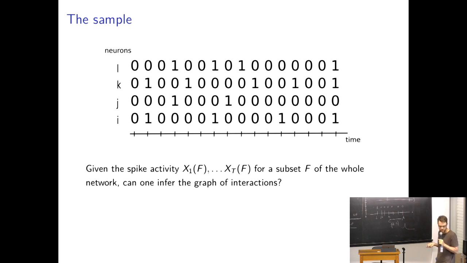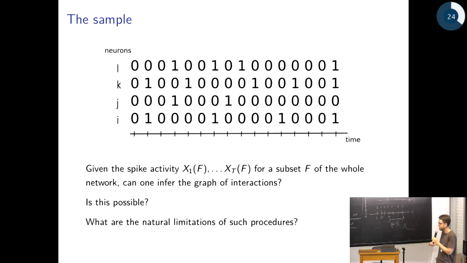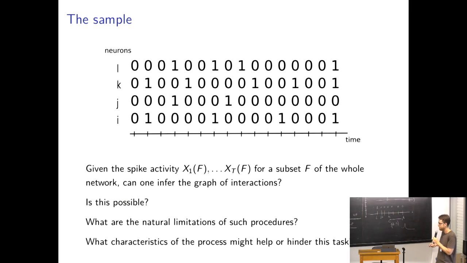What does it mean? Okay. And then even, is this possible? Or what are the natural limitations of such processes? Or what characteristics of the process might help or hinder this task? So the point is, if we use a mathematical model, you can try to propose an estimator to try to understand under which assumptions we can do this task or not, and try to say what are the characteristics of the process which help or don't help the task of inferring the graph of interactions.